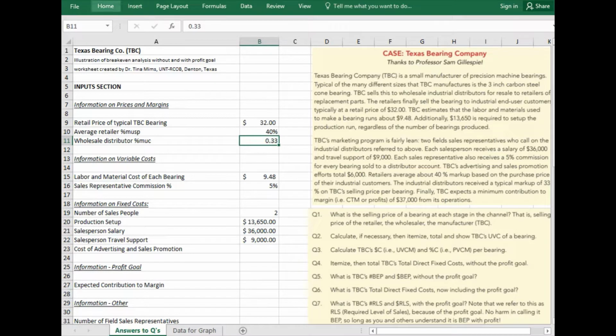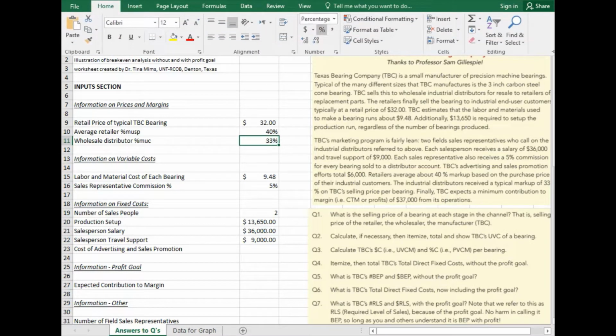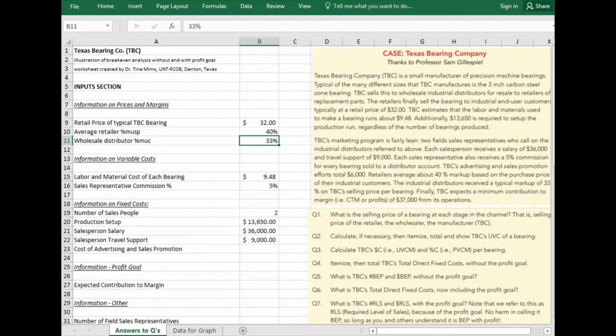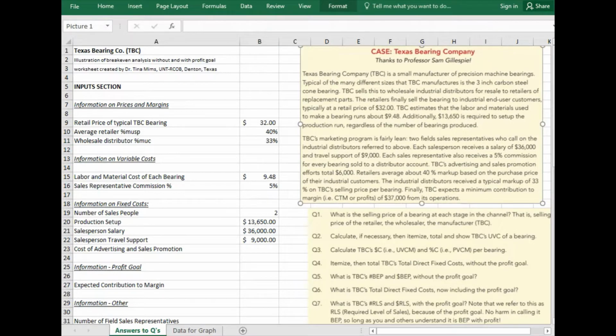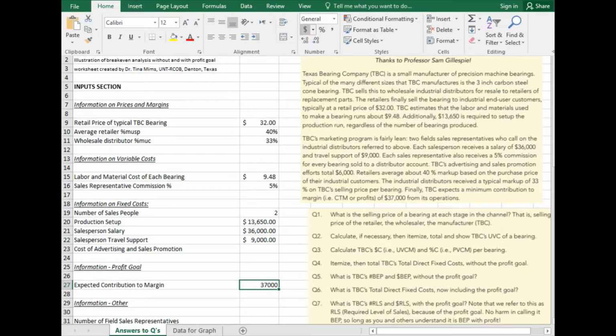Wholesale distributor markup on cost, that's a percent markup on cost, because we got to be sure and read this right, remember, because it said 40% markup based on purchase price, which is actually the retailer's sales price, right? So that now we've got wholesaler distributor markup on cost. It says is typically 33% on TBC's selling price, which of course, anytime the manufacturer sells something to the wholesaler, it's the wholesaler's cost. Okay, so let's see what else. Expected contribution margin. We need to have a profit goal of $37,000.